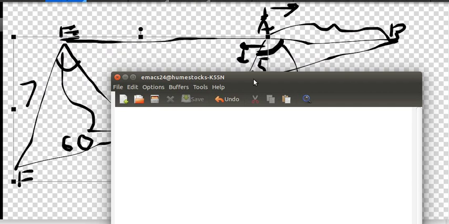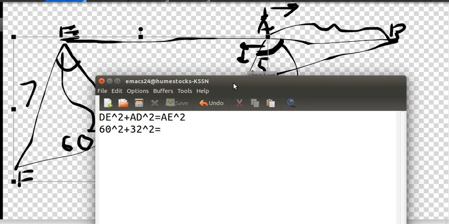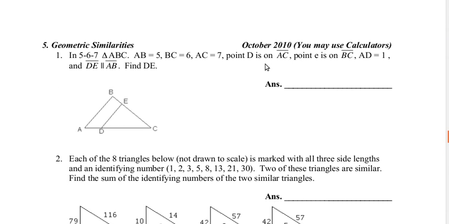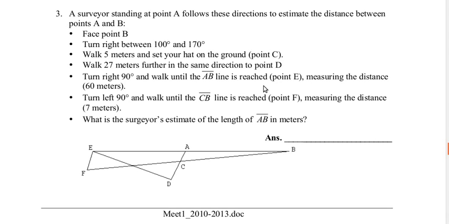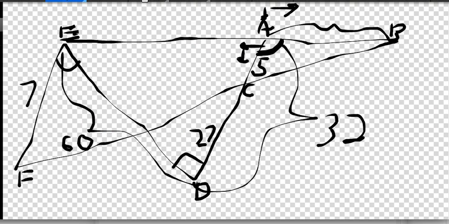Okay. The Pythagorean Theorem. DE squared plus AD squared equals AE squared. DE is 60, as you can see in our diagram, and AD is 32 because we just found that. So 60 squared plus 32 squared equals AE squared. Okay. So AE equals 68, so that's what we were looking for. And as you might remember, we can use calculators, so if you go up here, you may use calculators. If you don't know how to do that, I did use a calculator to calculate that. So that's 68.